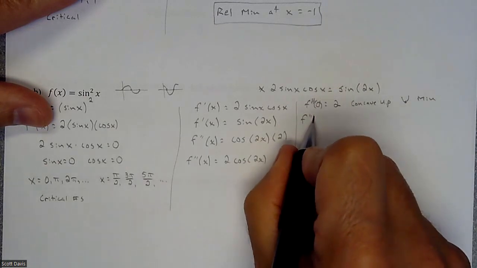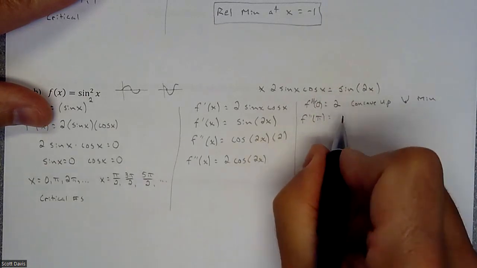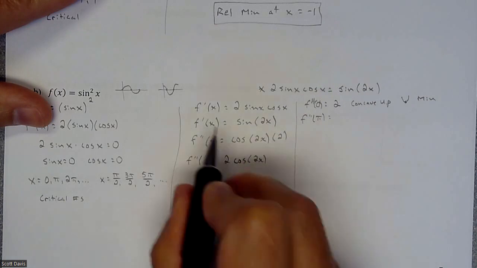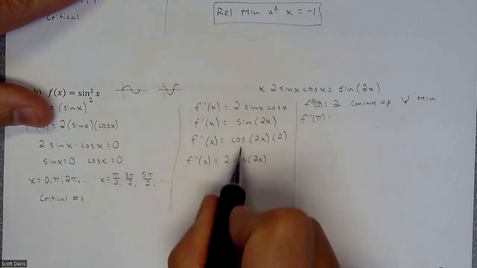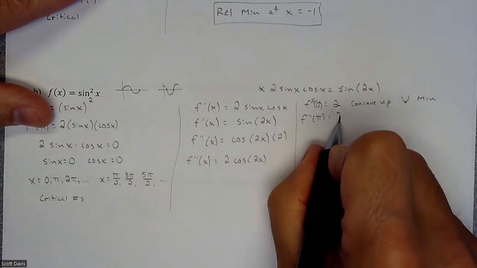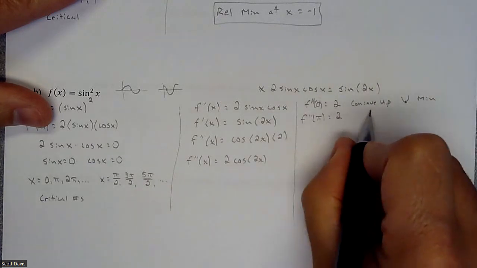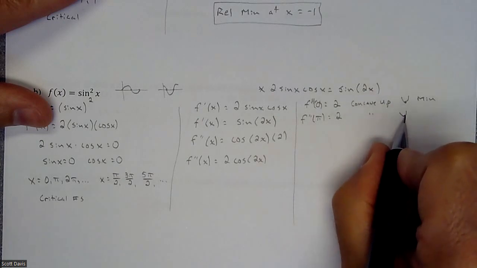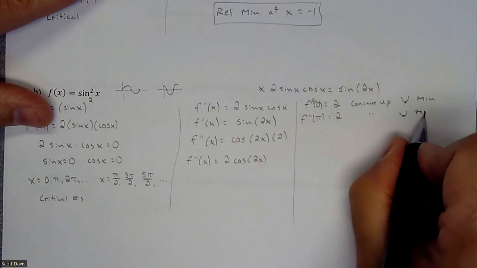And then if I do pi, I'm going to take 2 times pi, so that's 2 pi. Cosine of 2 pi is here at 1. 1 times 2 is also 2 again. So that is also concave up, which means I have a minimum again.